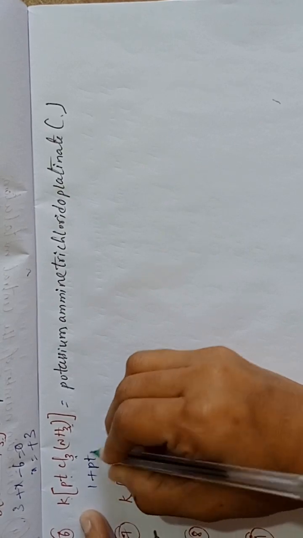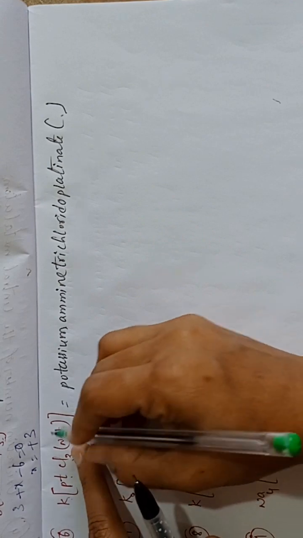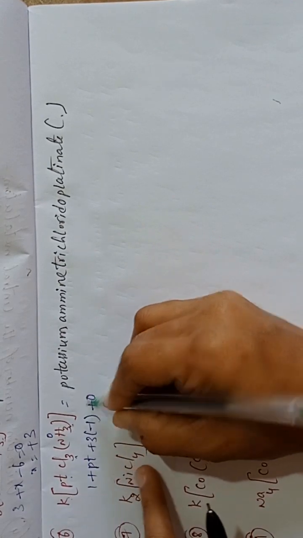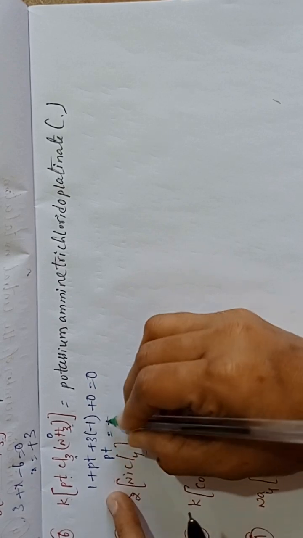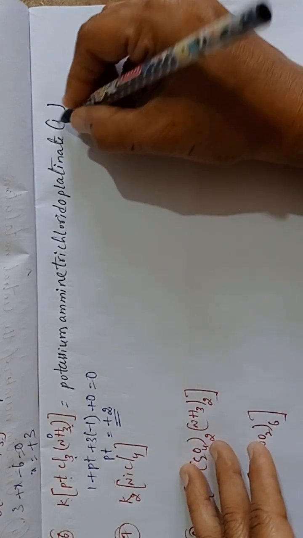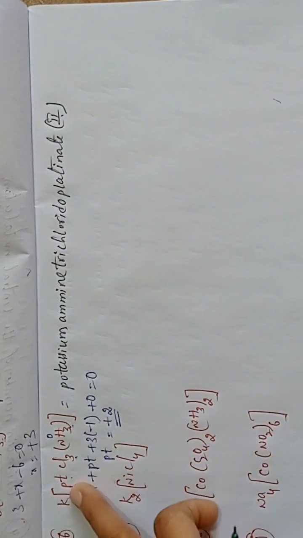What is the oxidation number of the platinum? Potassium 1, platinum, 3 chlorines, 3 into minus 1. Chlorine oxidation number is minus 1. NH3 is a neutral ligand, oxidation number is 0, equal to 0. That means platinum, 1 minus 3, equals plus 2 here. Oxidation number is how much, students? 2. Write it here in the parenthesis. So this is the name of the complex compound.